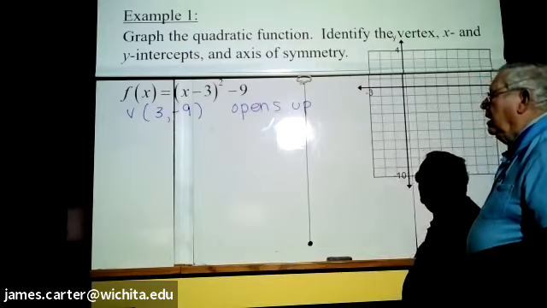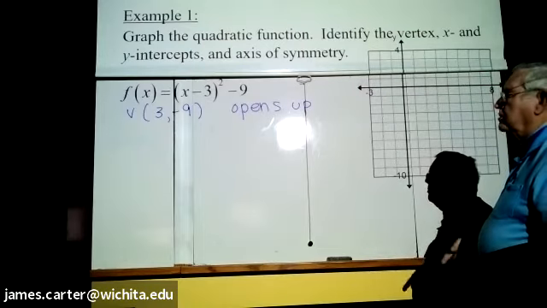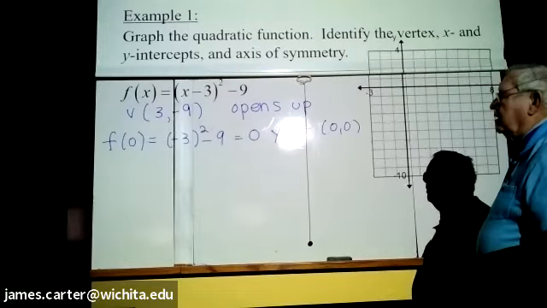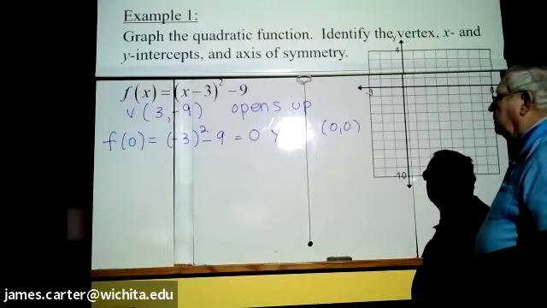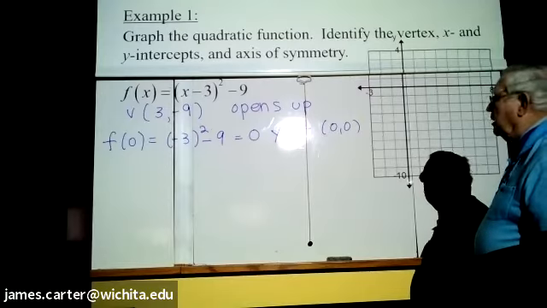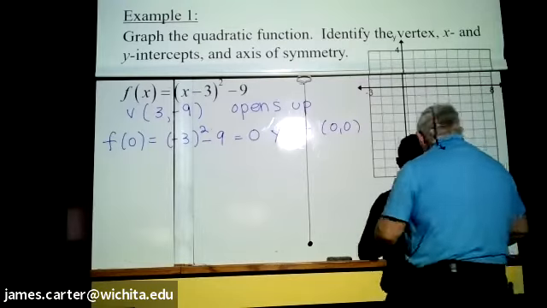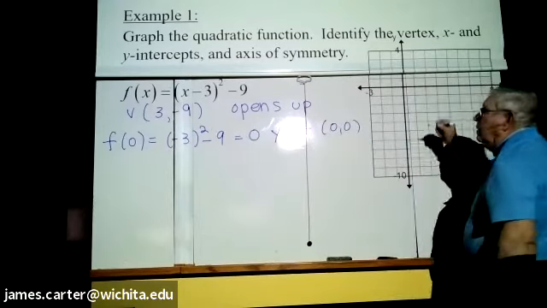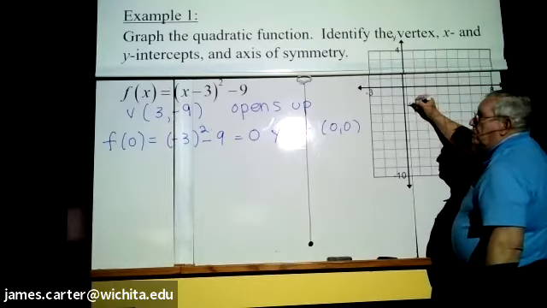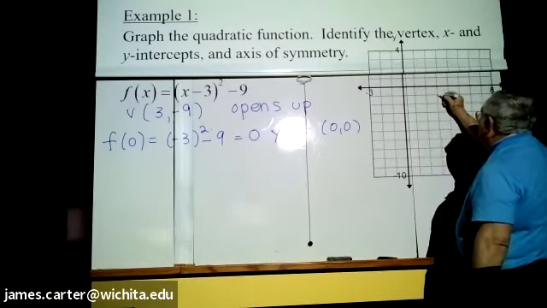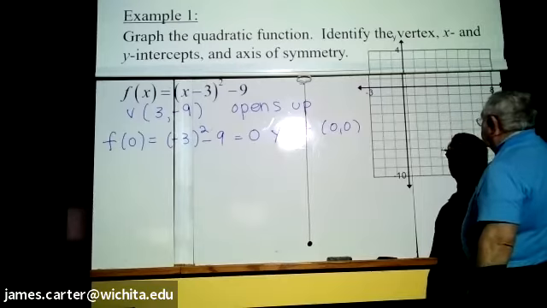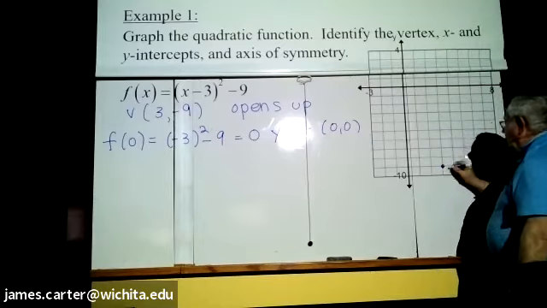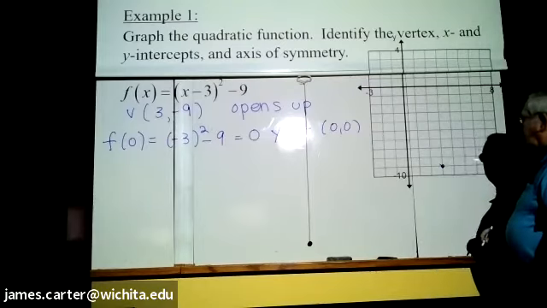Now, we know it's going to open upwards because it's positive a, and we know that the vertex is going to be the point 3, negative 9. I'm going to go ahead and put that in here: 3, negative 9, so 1, 2, 3 over, and 1, 2, 3, 4, 5, 6, 7, 8, 9 down. This is going to be the vertex, and we know it's going up like that.